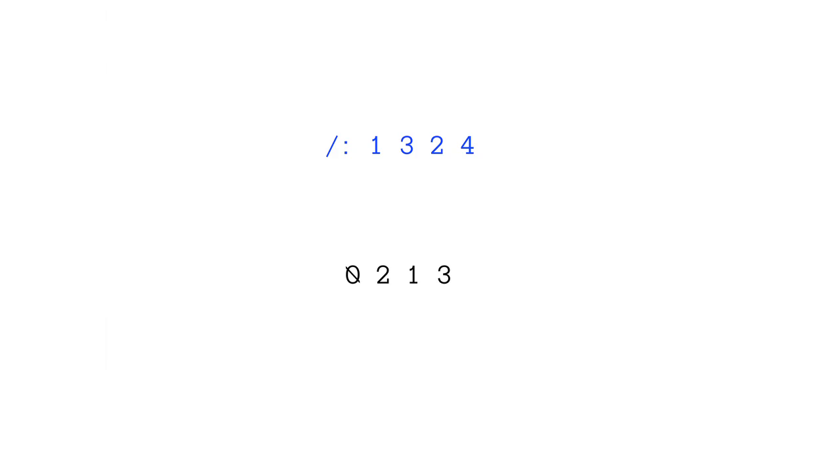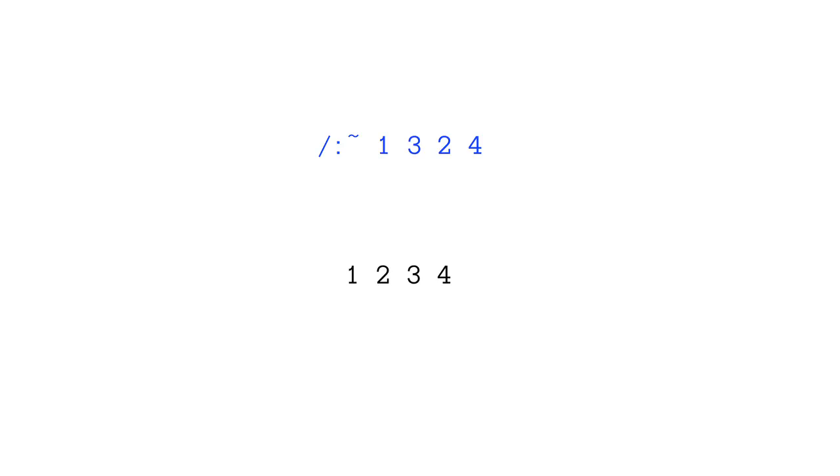But here's the thing, that grade up operator, when you use it in a dyadic form, if you give it the positions that you want on the left-hand side, and you give it something on the right-hand side, it puts everything that's in the right-hand side in the positions that are on the left-hand side. So this is basically the same as doing a sort. I take the position array, and I apply it to the other array, and that puts everything in that particular sequence.